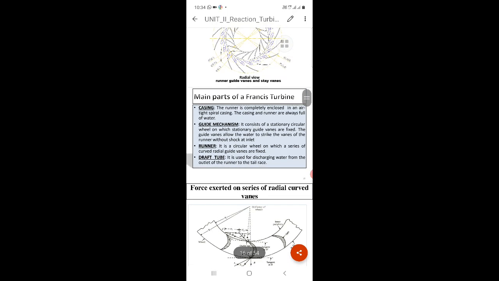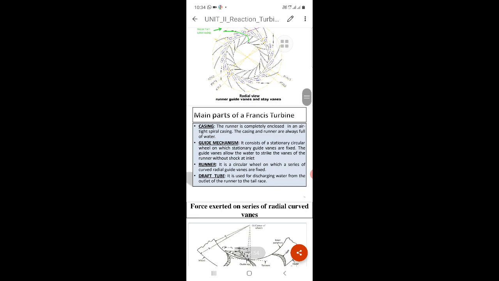So let's see the main parts of the draft tube. Write down this: casing, guide mechanism, runner and draft tube, which is very important for the exam.